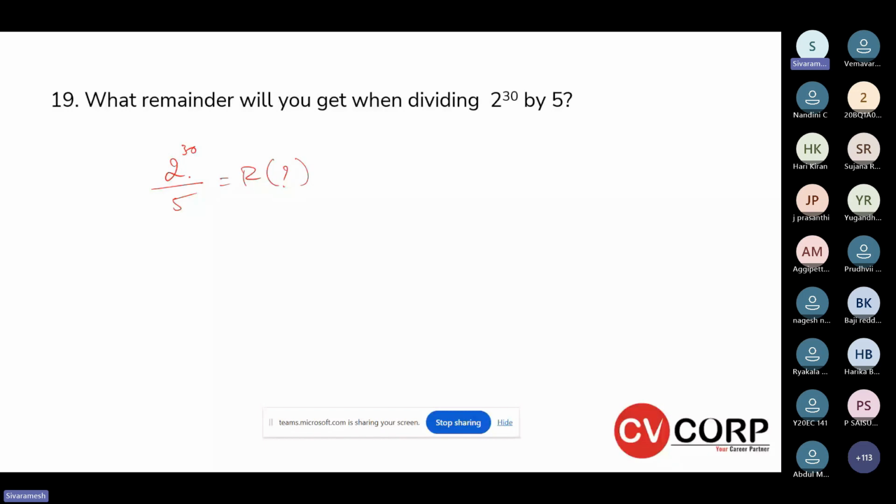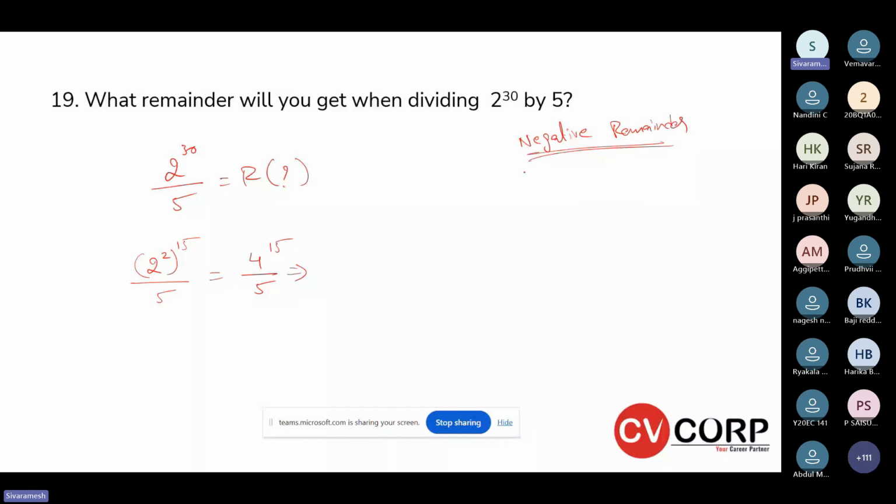In order to make our calculation simple, can I write 2 power 30 as (2 square) whole power 15, divided by 5? Because 2 power 2 whole power 15 means these two exponents will be multiplied, so 15 times 2 is 30. Now what is the 2 square value? 4. So 4 power 15 by 5. Now, when a number is close to the denominator, there is one concept called the negative remainder theorem. You should understand this negative remainder concept.